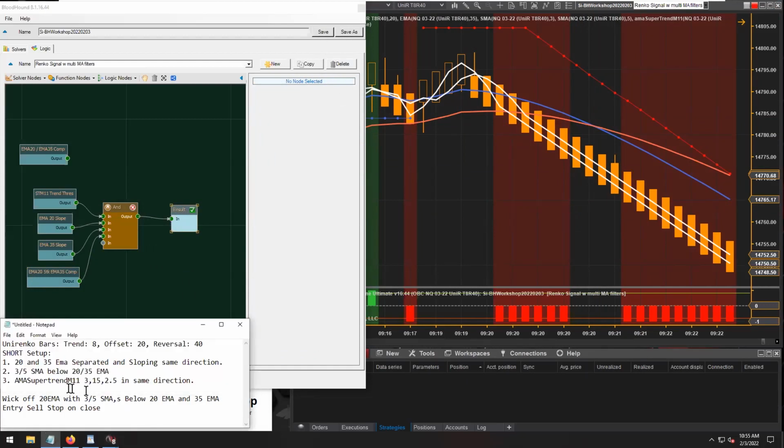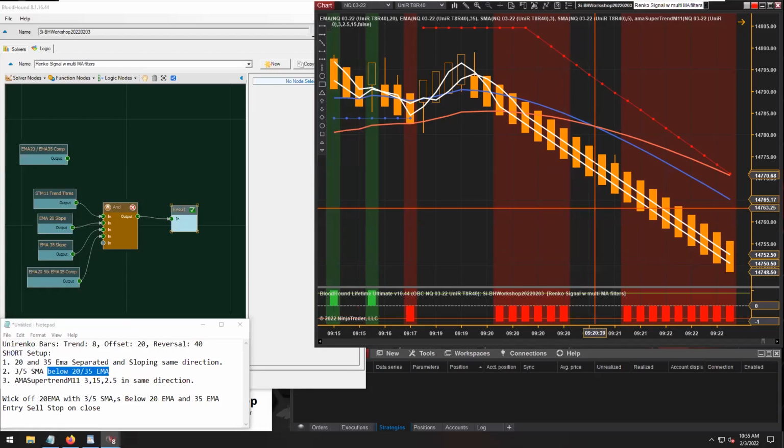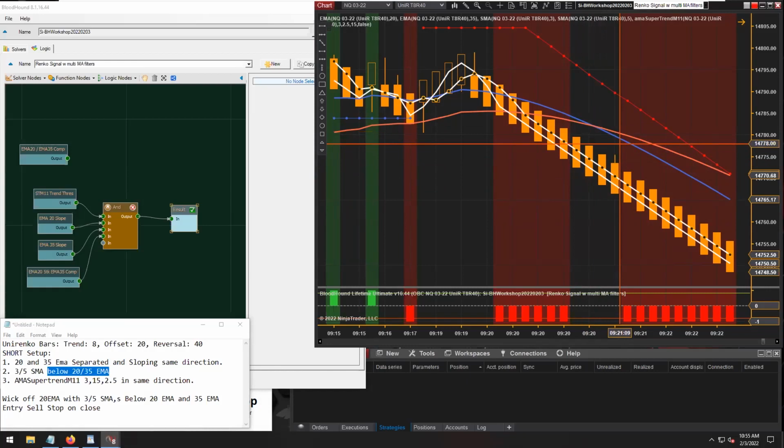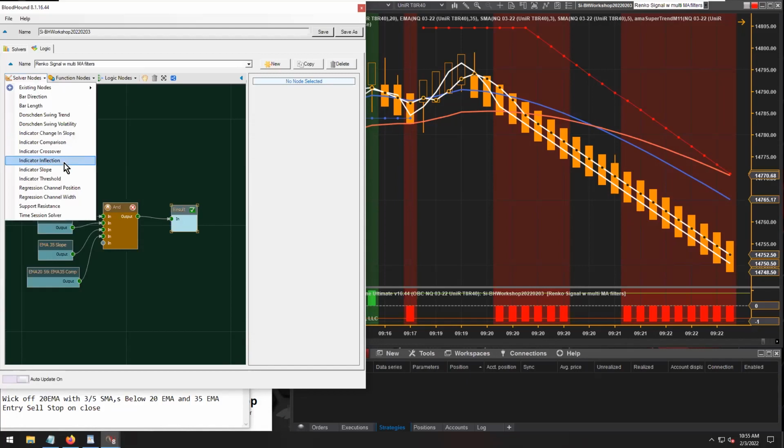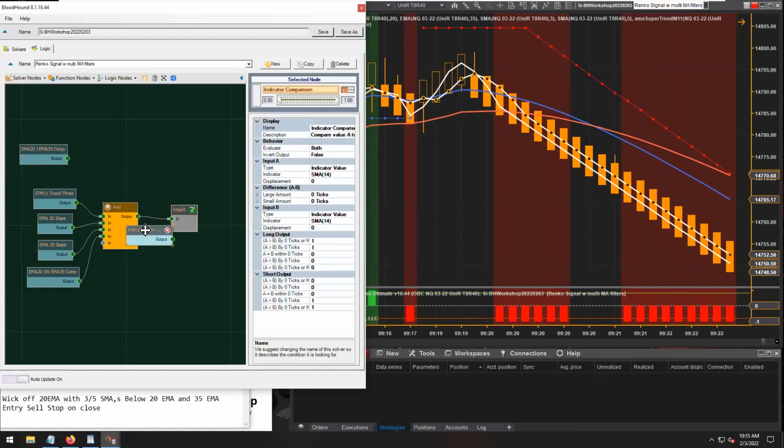So now let's move on to the SMAs. We have an SMA 3 and 5 period, and we want to make sure that they are below the two EMAs. So the white lines, the SMAs, need to be below the EMAs. Again, that's going to require a bunch of comparison solvers, so we'll have to grab several comparison solvers here.